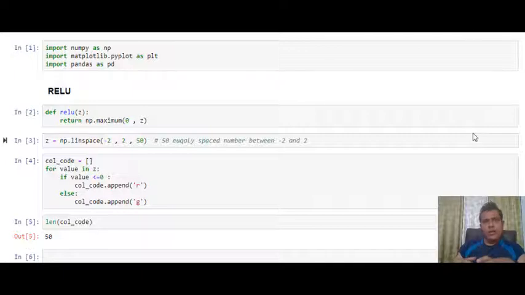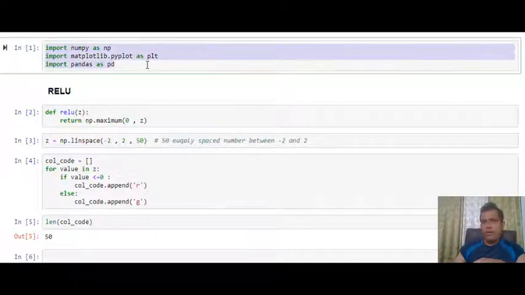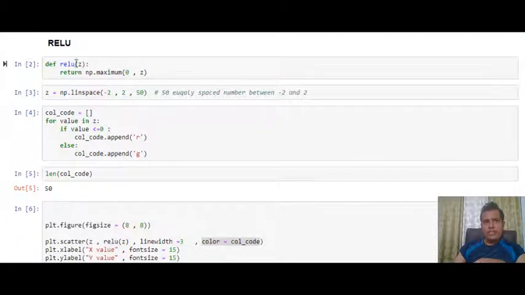In the interest of saving time, I have already written a certain piece of code and I'll explain this piece of code. While explaining the code, I'll also explain the functionality of the various functions. So I have imported NumPy, Matplotlib and Pandas. Let's first discuss the ReLU function. For the ReLU function, we know that if my x is negative, then my output, or my y, is 0. And if my x is positive, then y is equal to x.